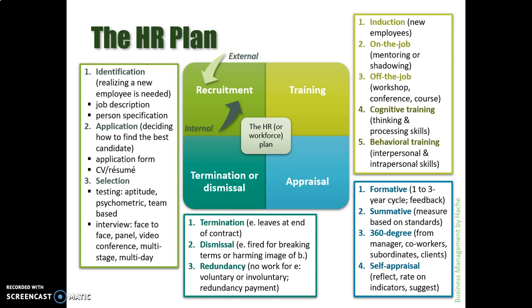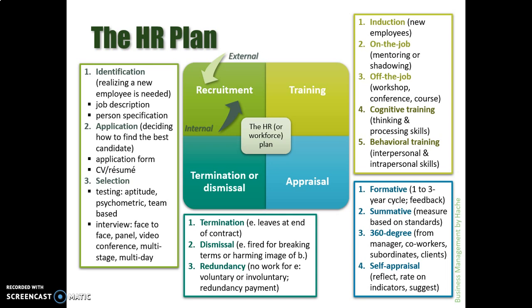So there they are. Termination, contract done. Dismissal, you did something wrong. Redundancy, there's no more job available in that business. So these are the 4 aspects of the human resources plan.